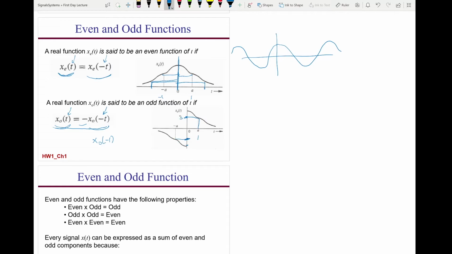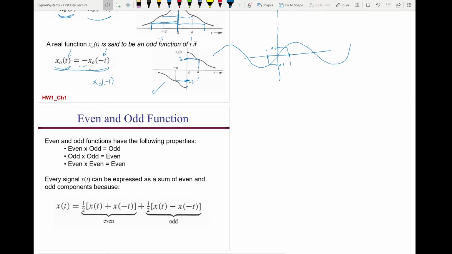So if that was 3, then this will be minus 3. And a sine wave is an odd function. If I draw a sine wave, it looks like this. So if I have a time here, for example 0.1, this will be minus 0.1. So that's the definition of even function and odd function.